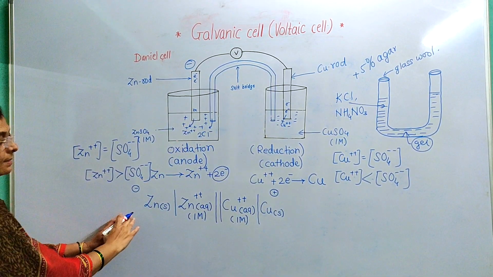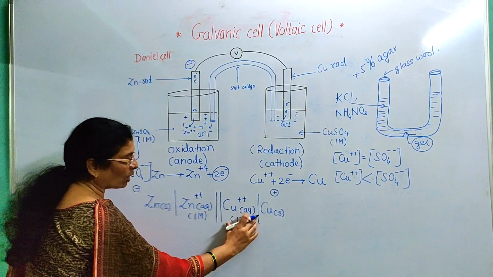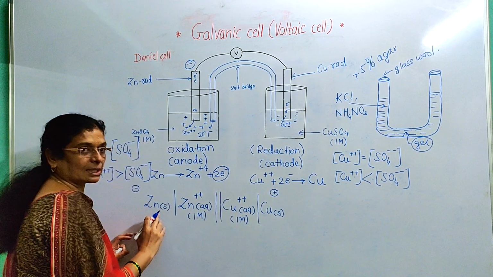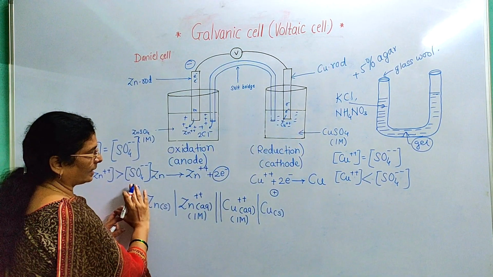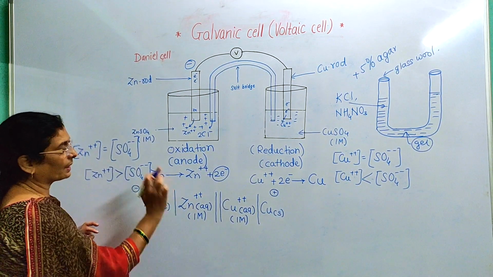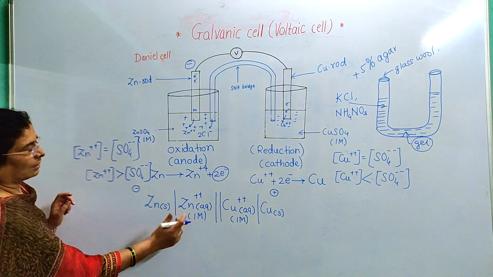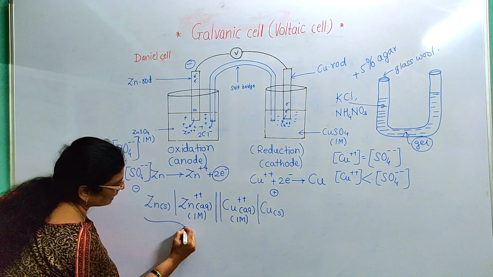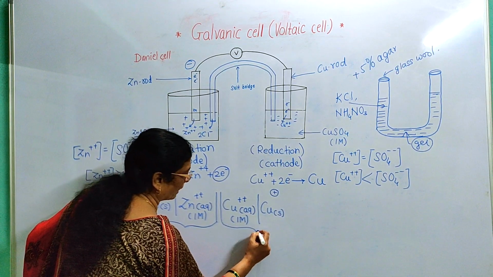So this is the representation of the Daniell cell, and this is called the cell formula. This is the notation of this Daniell cell. All this I have explained, it is written in this simple formula. This is the cell formula of the Daniell cell. What does this represent? Here, these are two parts. First one is the Zn electrode. Second one is the copper electrode.